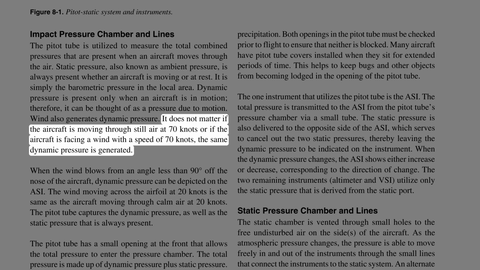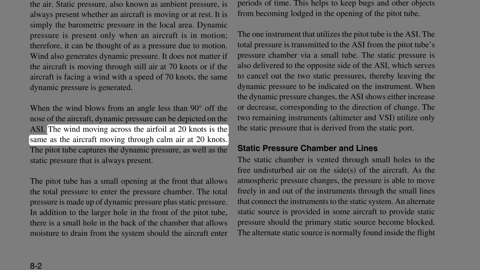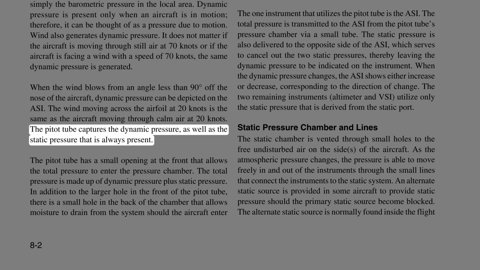It does not matter if the aircraft is moving through still air at 70 knots or if the aircraft is facing a wind with a speed of 70 knots, the same dynamic pressure is generated. When the wind blows from an angle less than 90 degrees off the nose of the aircraft, dynamic pressure can be depicted on the ASI. The wind moving across the airfoil at 20 knots is the same as the aircraft moving through calm air at 20 knots. The pitot tube captures the dynamic pressure, as well as the static pressure that is always present.